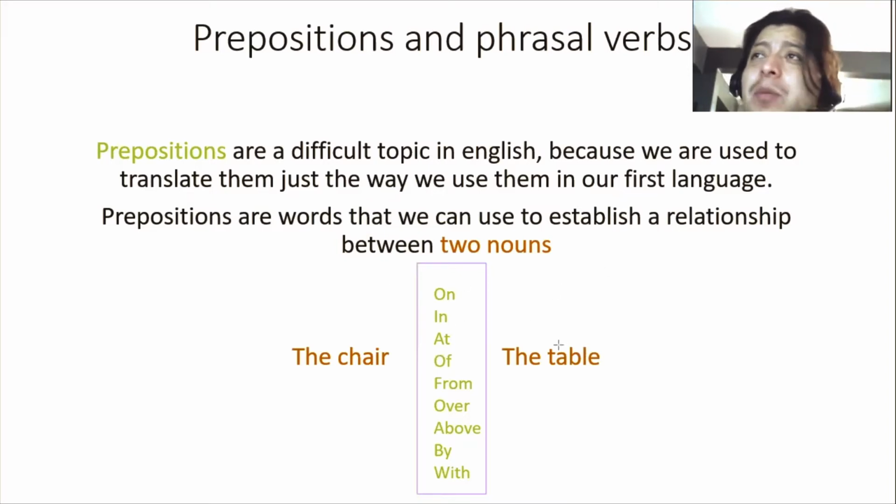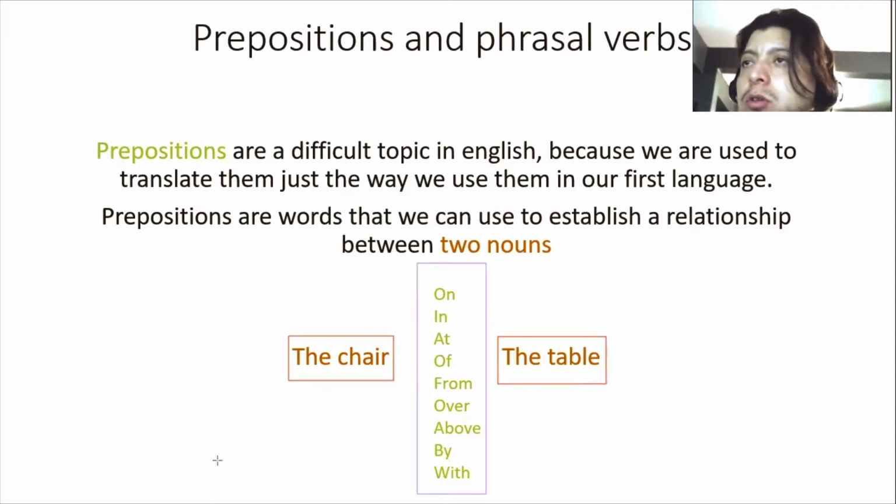¿Para qué sirven las preposiciones? Bueno, aquí dice que las preposiciones son palabras que se usan para establecer una relación entre dos sustantivos. Entonces yo aquí tengo una parte bien importante. Tengo sustantivo número 1 y sustantivo número 2. Estoy hablando de una silla y de una mesa. Yo puedo decir la silla y la mesa, pero ¿qué relación hay entre la silla y la mesa? Eso depende de la preposición que tenga en medio, ¿sí?